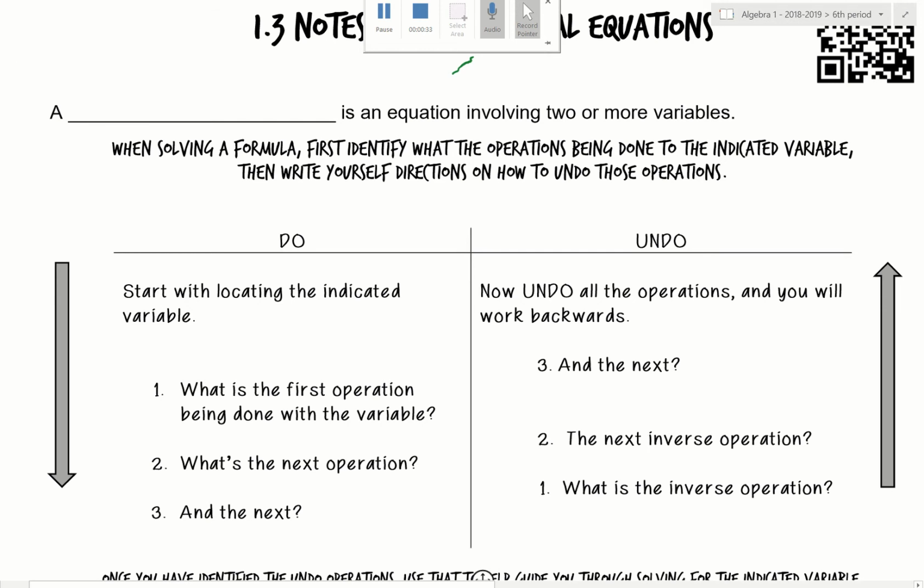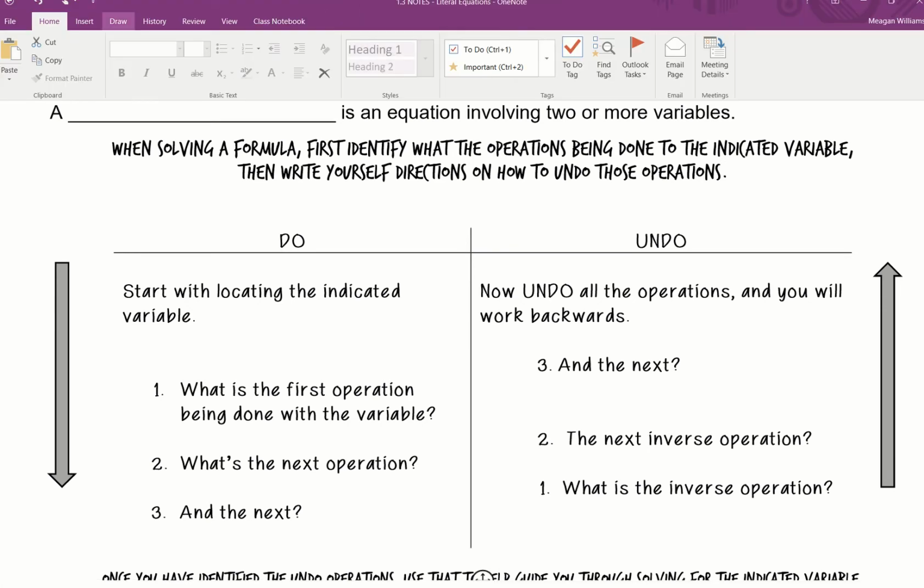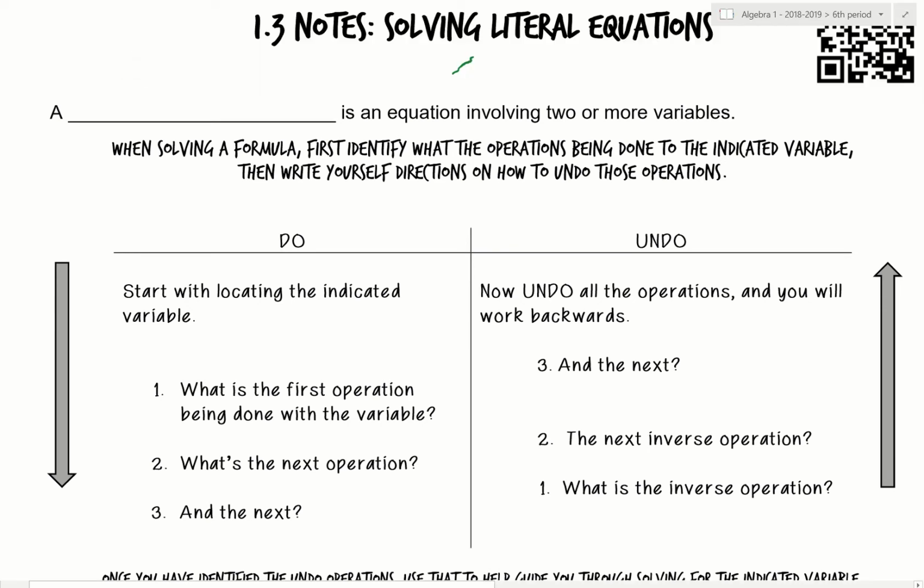So literal equations are anything that has more than just one variable in it. So for example, a squared plus b squared equals c squared. How many variables are in there? 3. A, b, and c, right? What about y equals mx plus b? There's 4. Y, m, x, and b. All of those things we just talked about are literal equations.